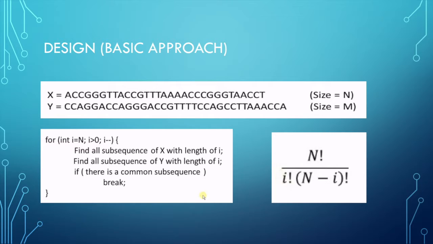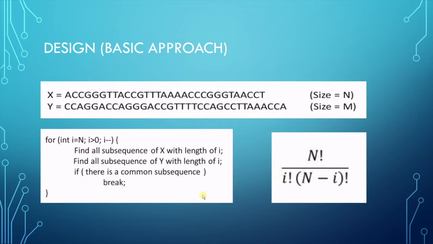This algorithm is quite simple and straightforward. We are aware of the fact that this algorithm will provide us with the longest common subsequence. The problem is how compact this algorithm is. Let us consider how many subsequences x has with length I. The answer is the following formula, which is n factorial upon I factorial into n minus I factorial.